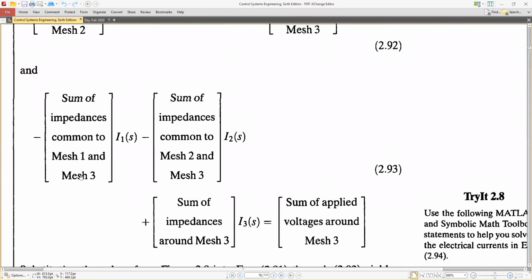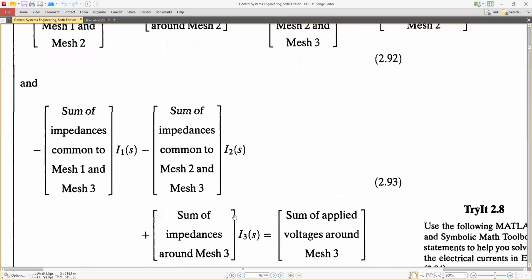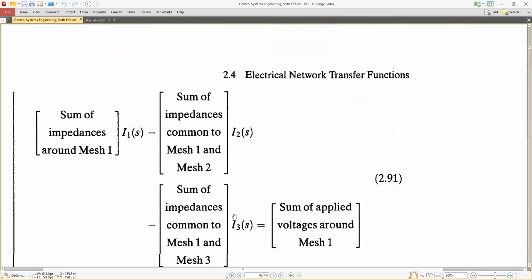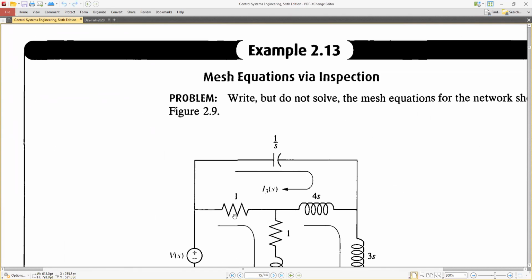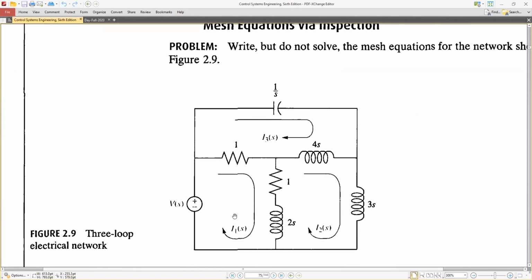Sum of impedances common to mesh 1 and mesh 3, sum of impedances common to mesh 2 and mesh 3, and sum of impedances around mesh 3. Like this. These are the mesh equations by inspection.